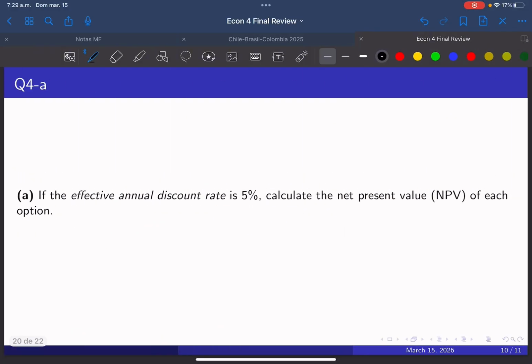So question A is if the effective annual discount rate is 5%, calculate the net present value of each option. So pause here if you want to try this yourself.